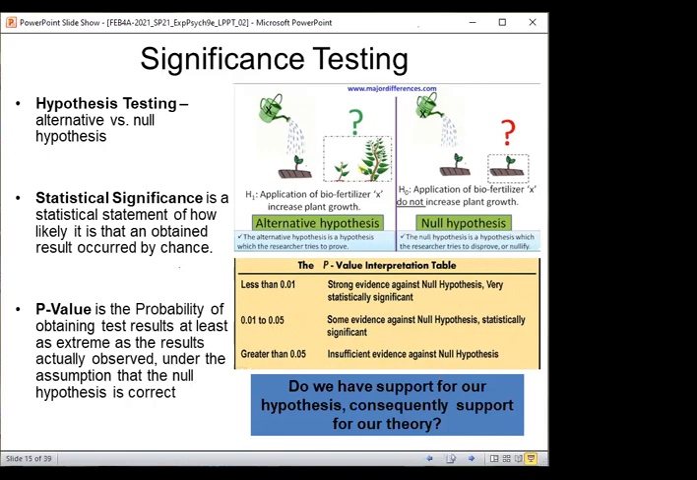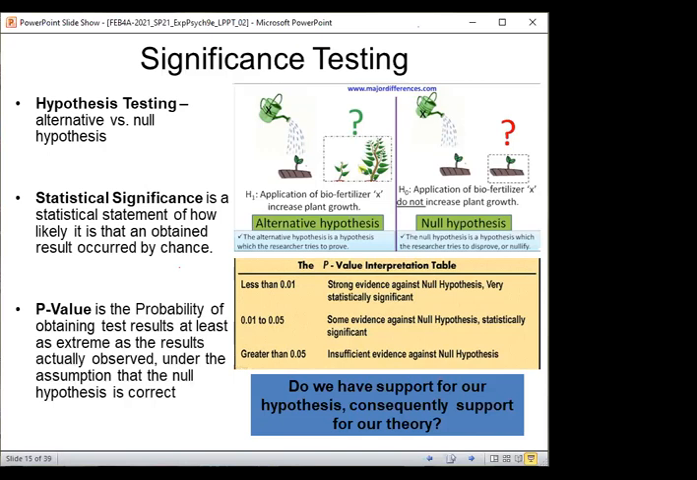So usually anything greater than 0.05, 5 out of 100 times, or 6 out of 100 times and up, like 10 out of 100 times, would be considered, as stated here, insufficient evidence against the null hypothesis. Meaning that if it's 0.055 and higher, then we would have to say, even though we got data, the p-value for it is 0.08. That means that we cannot reject the null hypothesis. That means our biofertilizer X did not increase plant growth.